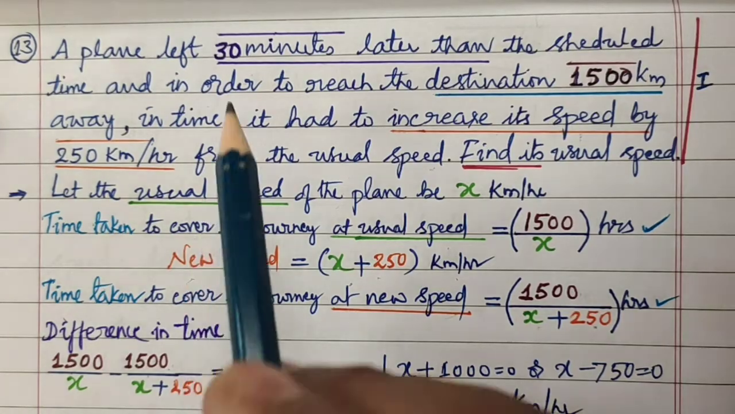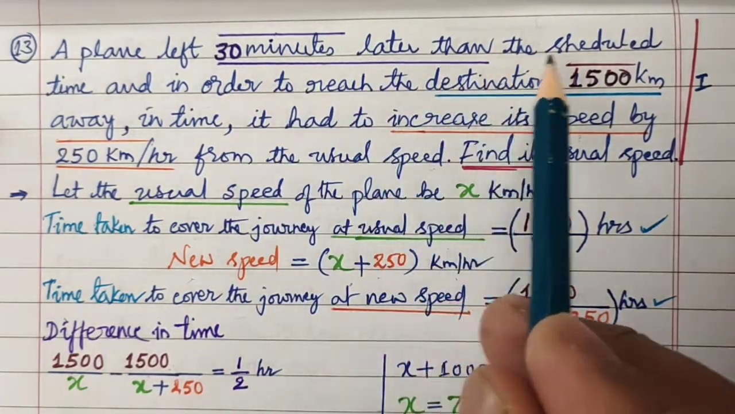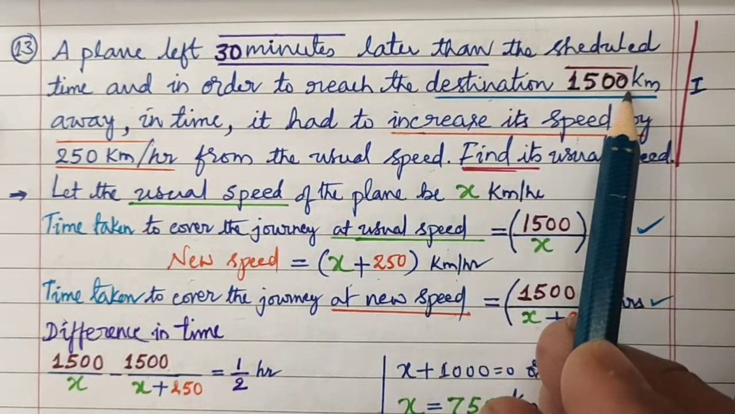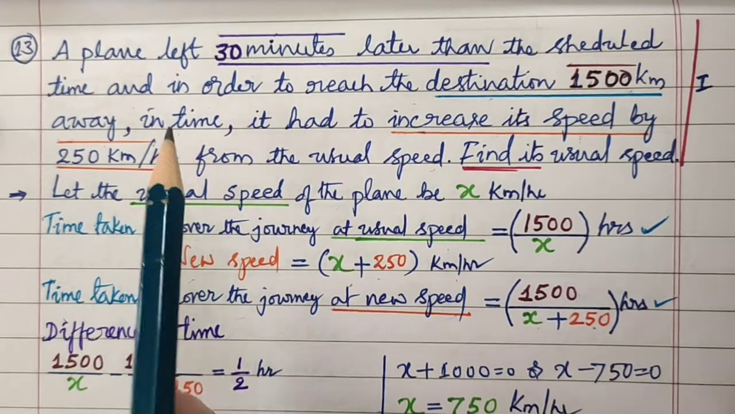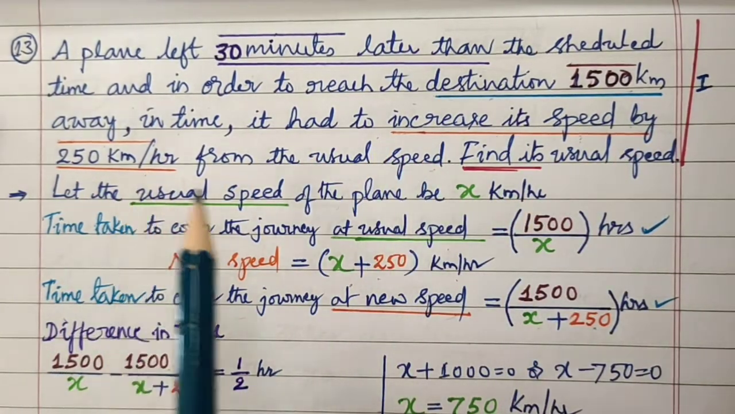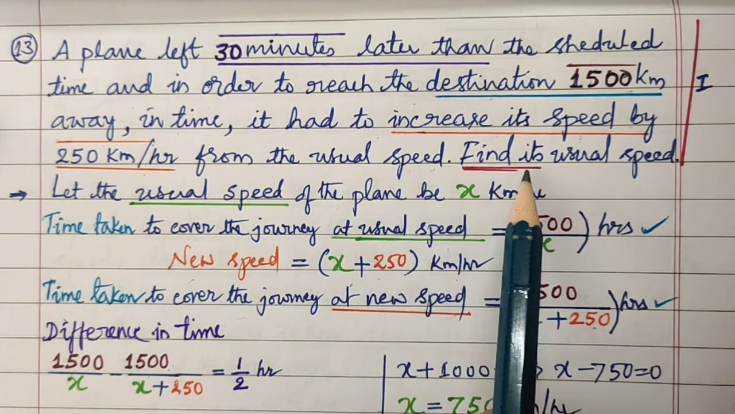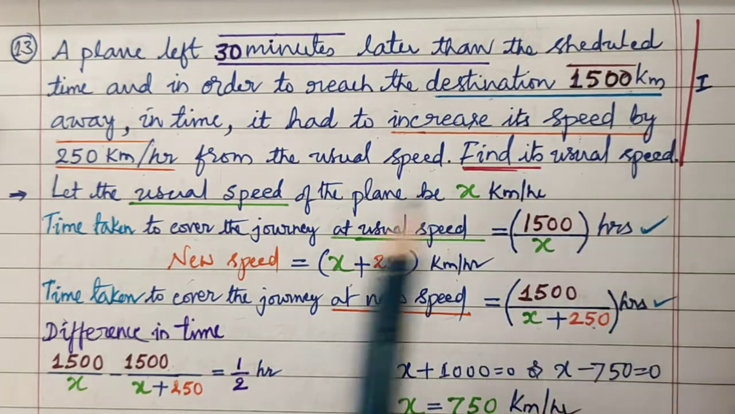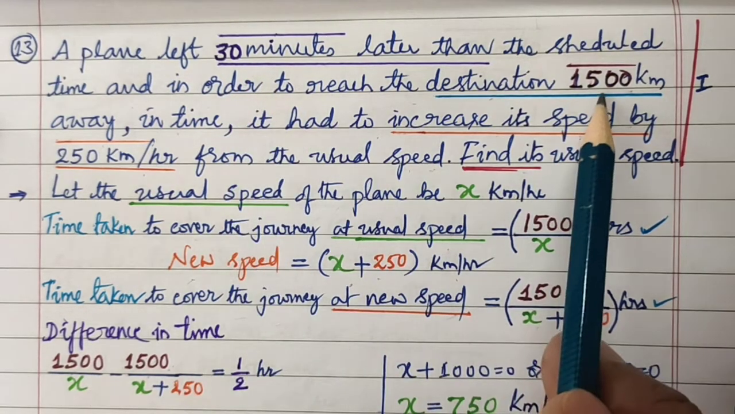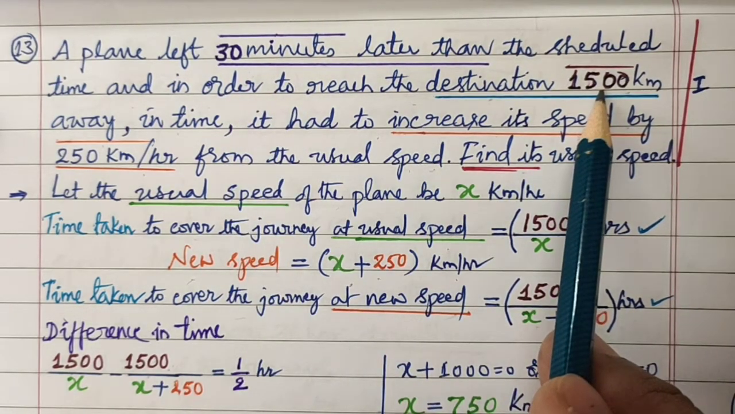A plane left 30 minutes later than the scheduled time, and in order to reach the destination 1500 kilometers away in time, it had to increase its speed by 250 kilometers per hour from the usual speed. Find its usual speed. See, the flight has left 30 minutes late to cover a distance of 1500 kilometers. They wanted to reach in scheduled time.